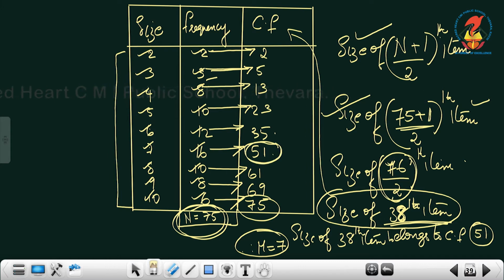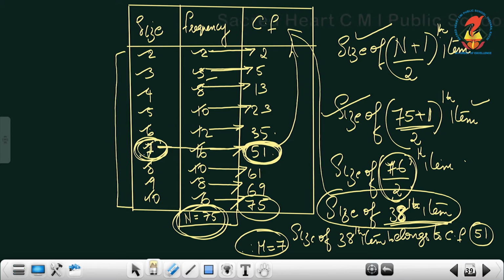So the size of 38th item can be accommodated in this cumulative frequency. Now what you have to do is see which size this 51 corresponds to. The cumulative frequency 51 corresponds to the size 7. Therefore you can take this 7 as the median value. So from the cumulative frequency you have to find out the corresponding size, and here the answer is 7, therefore 7 is the median value.